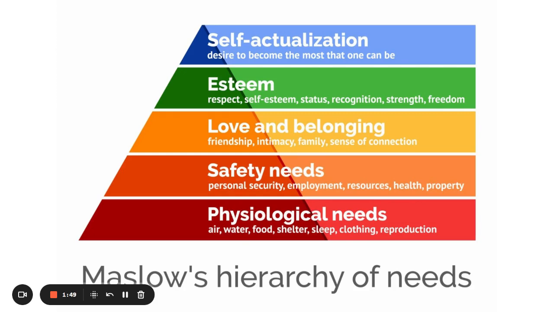At the base of the hierarchy are the physiological needs. These are the most fundamental. They include necessities like food, water, shelter, and sleep. And without satisfying these needs, individuals will not be able to progress to the higher levels.